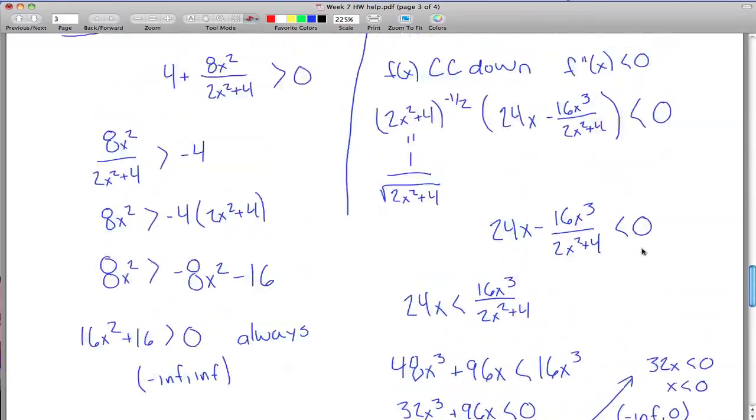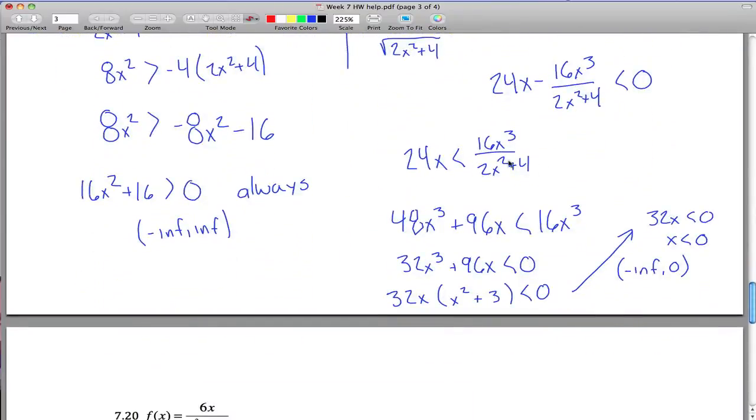So what we just figured out is that f of x is concave down when x is less than 0. And from that I'll let you figure out the rest of the stuff, and we will finally be done with that mess of a problem.